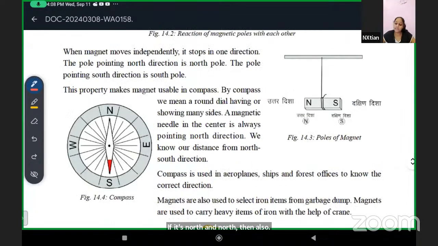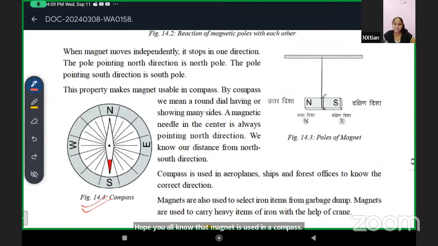When a magnet moves independently, it stops in one direction. The pole pointing the north direction is the north pole. The pole pointing the south direction is the south pole. This property makes a magnet usable in a compass. Hope you all know that a magnet is used in a compass.